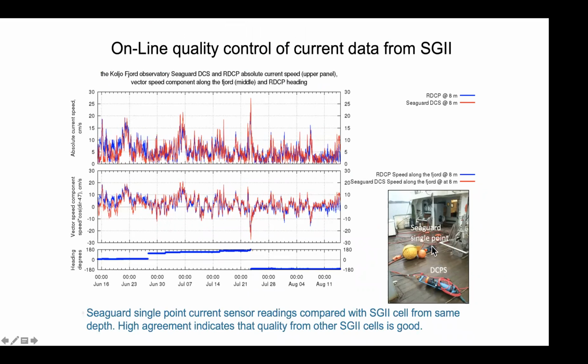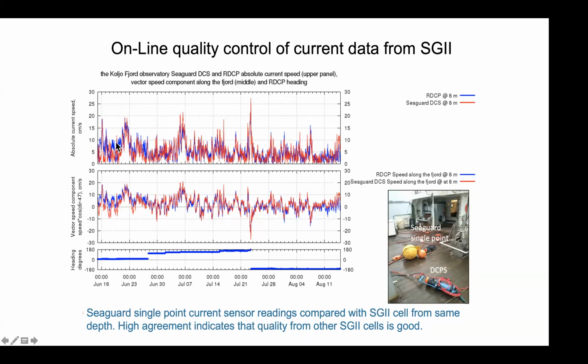And by doing so, we get in real time an automatic quality control of how good the profiling data is at that depth level, of course, as you have the single point sensor. And the single point sensors are more reliable because they have a better defined volume, and we also have a lot of tow tank tests that prove the quality of these sensors.